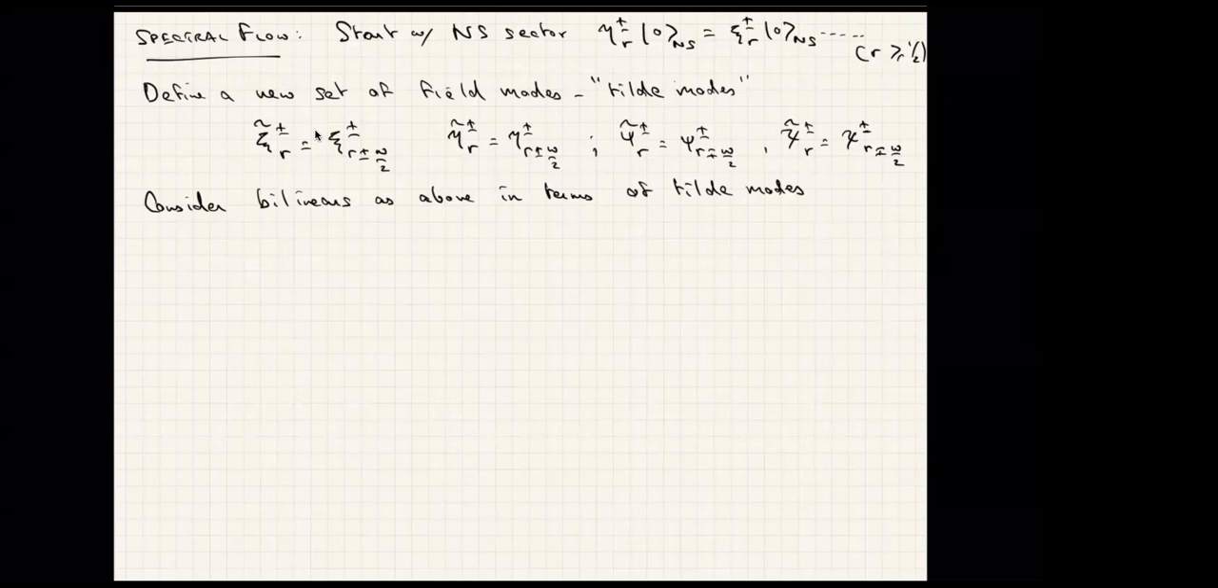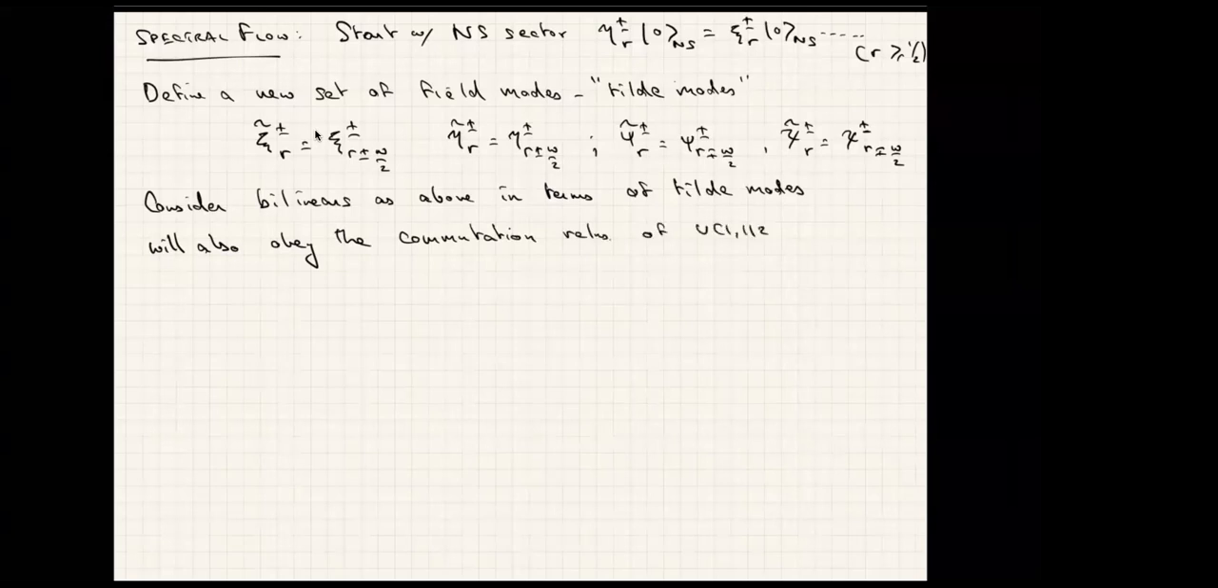So the bilinears that I built from these tilde modes will also obey the commutation relations of U(1,1|2) level 1. Okay, that's because I only use the commutation relations of the basic fields to show this. And so these redefined fields will also obey the same commutation relations.